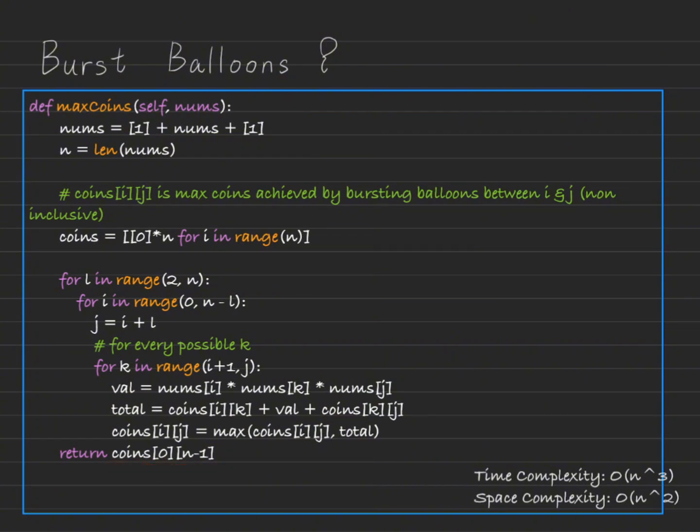The final time complexity is O(n^3). As we can see, there are 3 for loops here. And the space complexity is O(n^2) because of the 2D array.